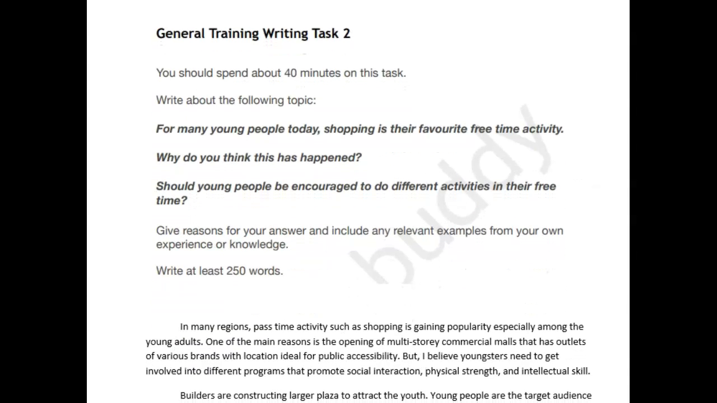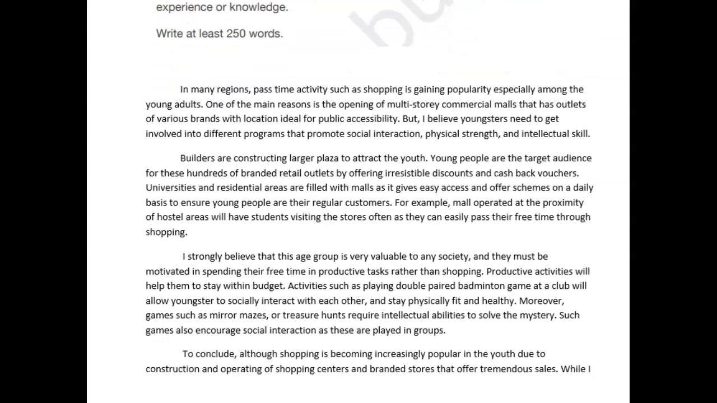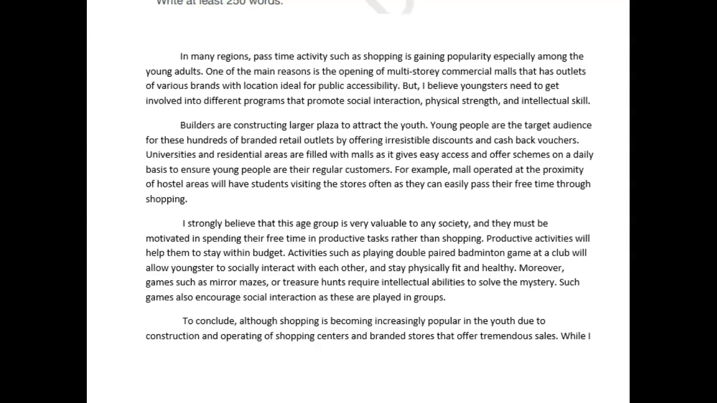Okay, that was a long correction for a letter, so let's go into your task 2 and see what you did here. So, why is shopping a favorite hobby, and should they be encouraged to do different activities? Okay, fine. In many regions, pastime activity, okay, careful here, that's not how we spell it. This is a little awkward. Pastime activities such as shopping is gaining popularity. So, what you really want to say here is pastime activities such as shopping are gaining. Do you understand the grammar of that? Pastime activities, so that's plural, and then you're giving an example such as shopping, and then it's are gaining popularity, comma, especially among the young adults.